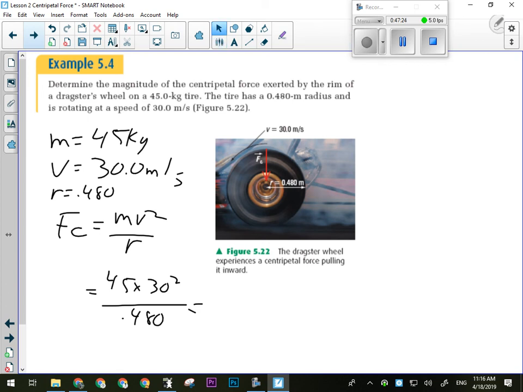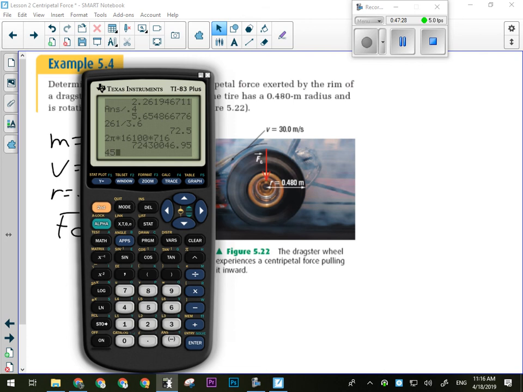So are we looking at a lot of centripetal force? Yes. Whoop, that didn't work. 45 times 30 squared divided by 0.48. All right, 84,000 newtons of force to keep that tire on the rim. That's why they have to be bolted on. Why they can't rely on what our regular tires rely on.